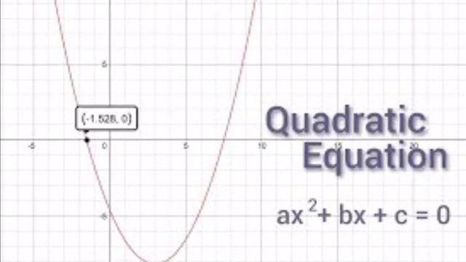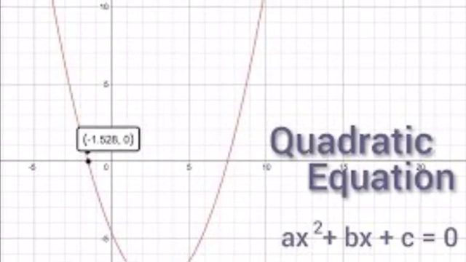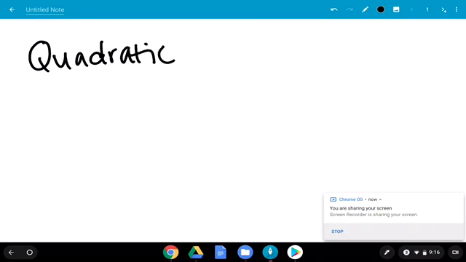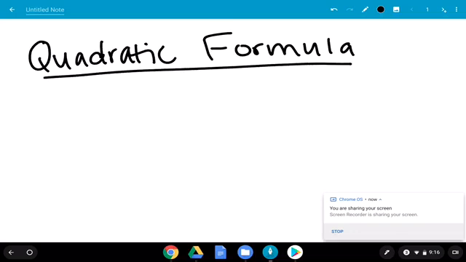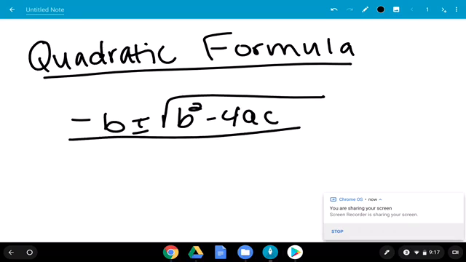In this lesson, we will go over how to solve for zeros using the quadratic formula. The quadratic formula is used when you can't factor out a polynomial to find the zeros. This formula looks like negative b plus or minus the square root of b squared minus 4 multiplied by a and c, all of that over 2a.